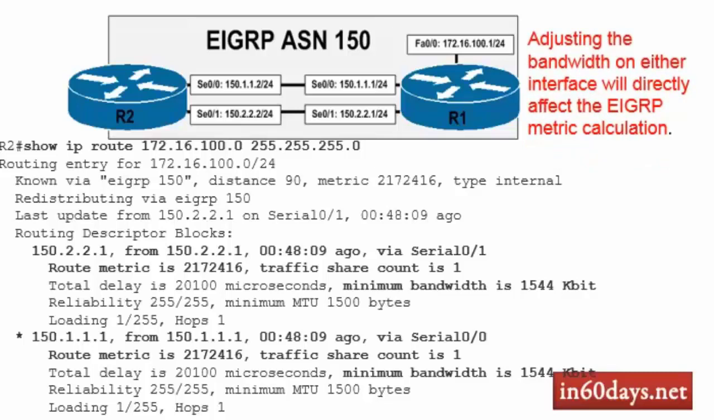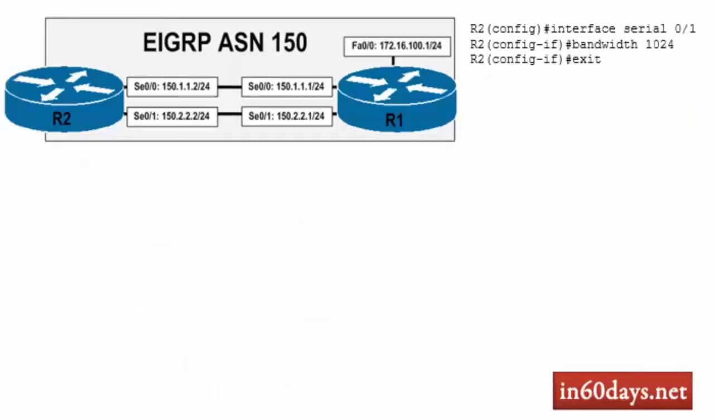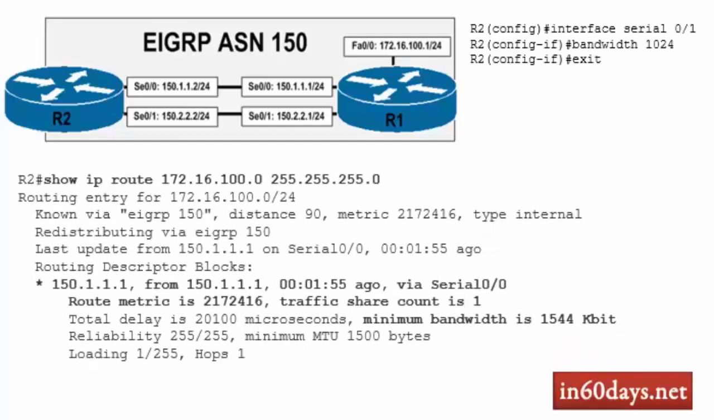Now, you could adjust the bandwidth on either interface, and that will directly affect the EIGRP metric calculation. So what I've done here is on router 2, I've configured a lower bandwidth, which is a poorer route compared to the interface serial 0/0, and pressed exit, and we can see now how this is going to affect our computations. Now you can see we've only got one route to the 172.16.100 network, and it's going via serial 0/0. Now the other route will still be held, but it will be held not in the routing table but the EIGRP topology table, just in case this more preferred route goes down for whatever reason.